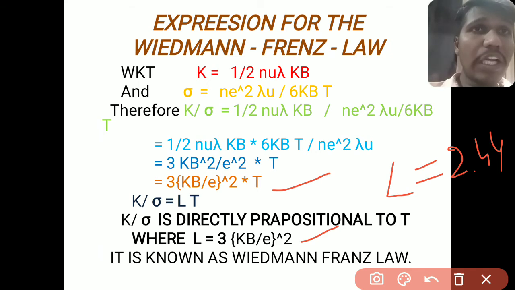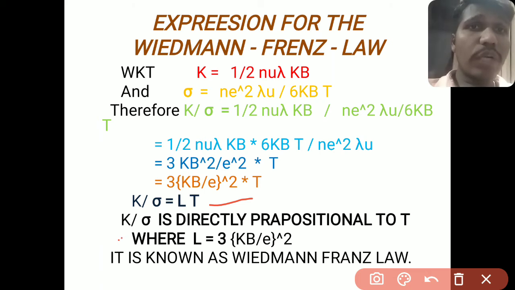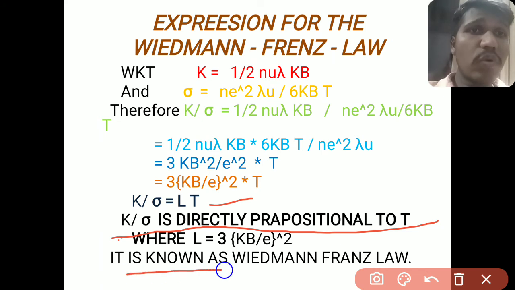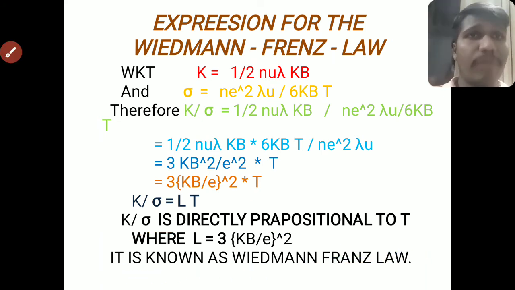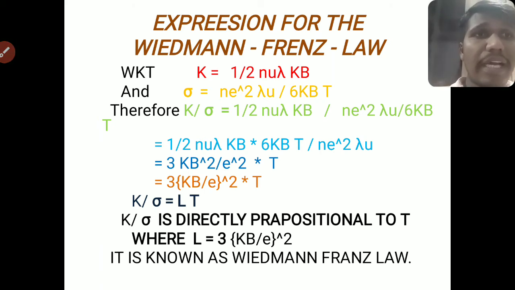So we already know the expression for the statement of the Wiedemann-Franz law. We substitute the equation, 3 kB divided by e, whole square, into T, where L is the Lorentz constant. So K divided by sigma is equal to L into T. So K divided by sigma is directly proportional to the temperature. It is known as the Wiedemann-Franz law: the ratio of the thermal conductivity to the electrical conductivity is directly proportional to the absolute temperature.